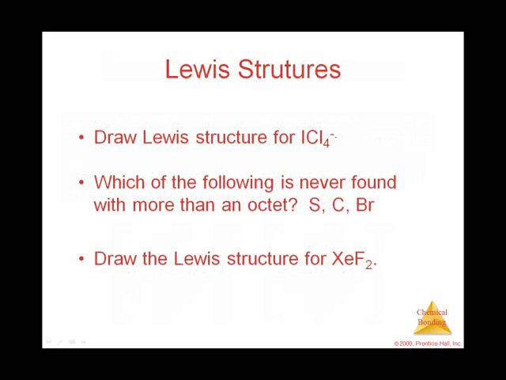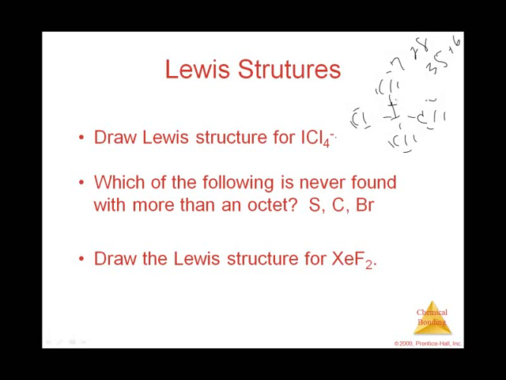Alright, so let's try drawing a Lewis structure for ICl4. So I is 7 valence electrons. 4 chlorine is going to be 7 times 4 is 28. That's going to be 35 plus 1 is 36. So if I have I, and I have Cl, Cl, Cl, and let me put bonds here, and I'm going to draw dashes instead of pairs because I am completely lazy.